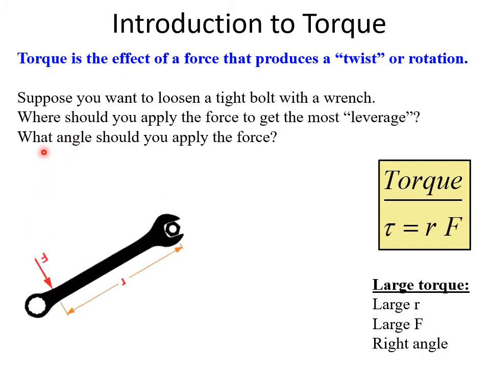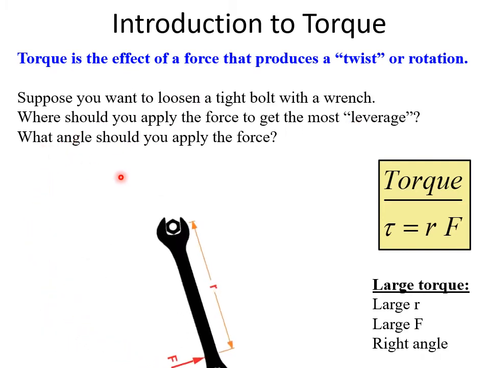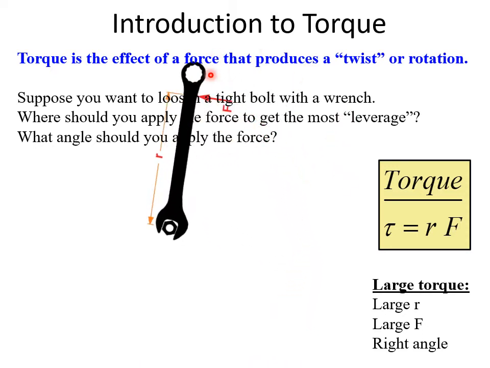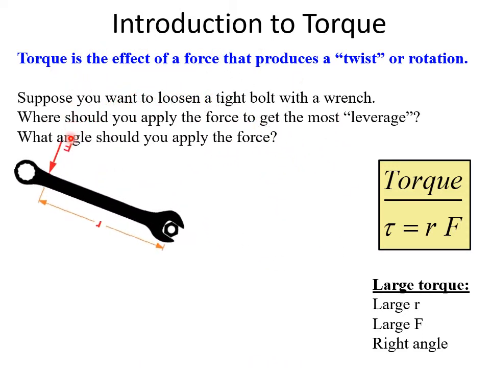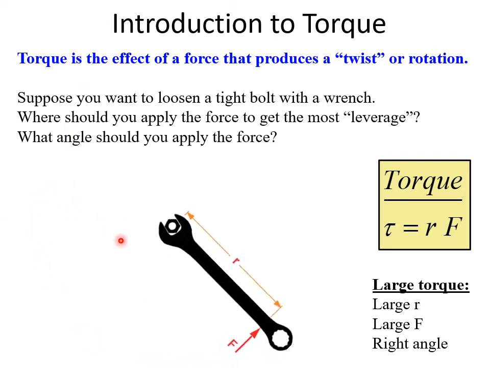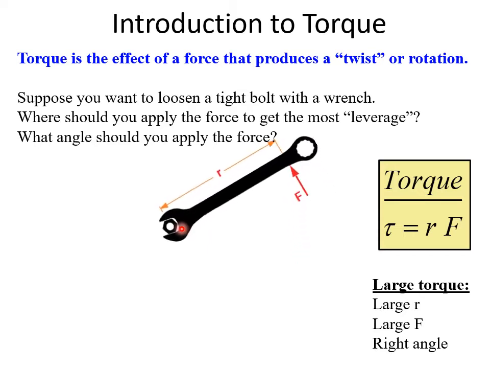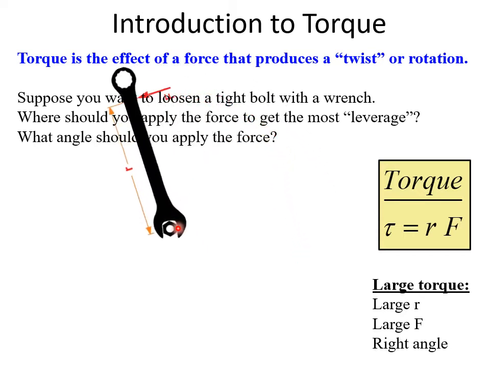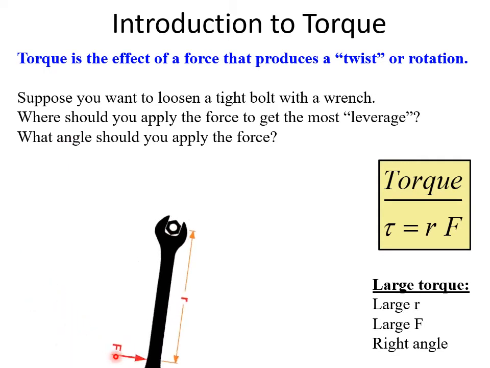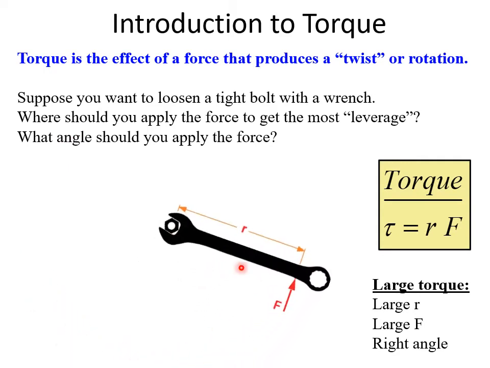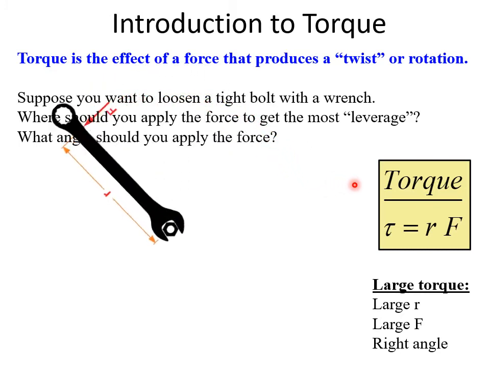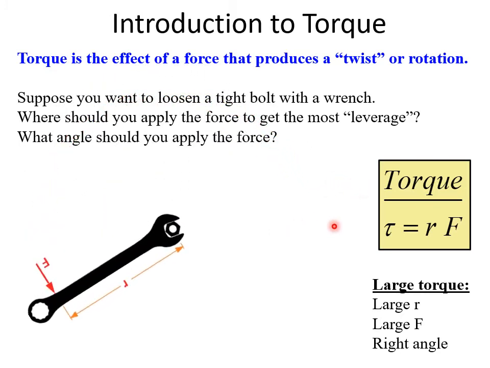Then the other question is, what angle should you apply the force? In other words, should you push straight onto the wrench like this, or should you push along one of the ends or at an angle, etc.? Well, again, by trial and error, you'll find out that you can produce the best effect, or the most torque or twisting of this bolt here, by pressing with your force at right angles to the wrench here. So this is the definition of torque here, at least for this simple example.